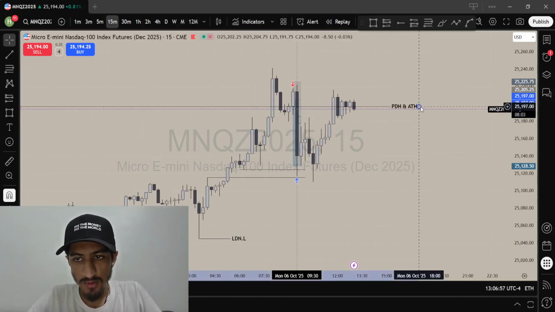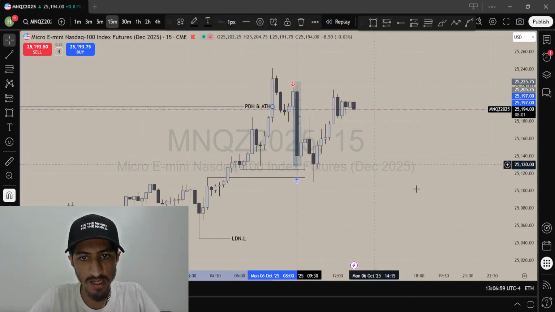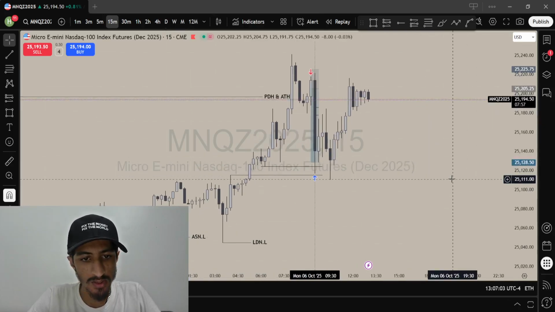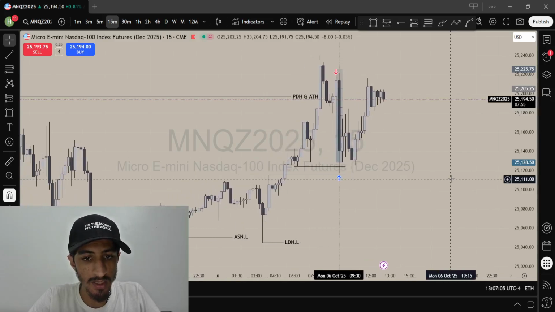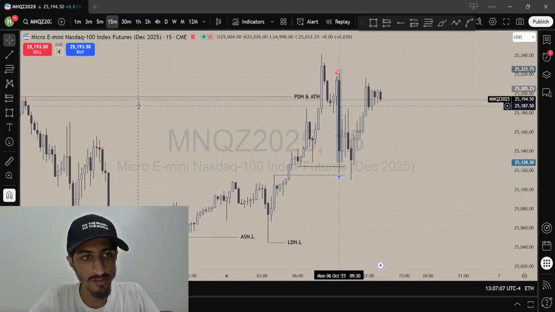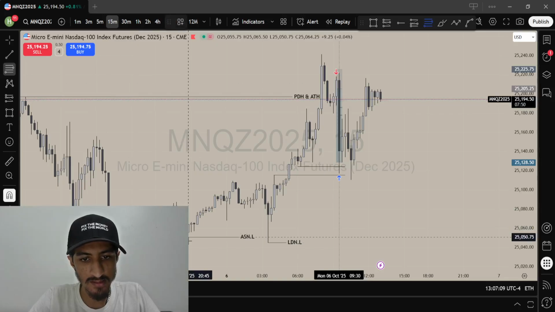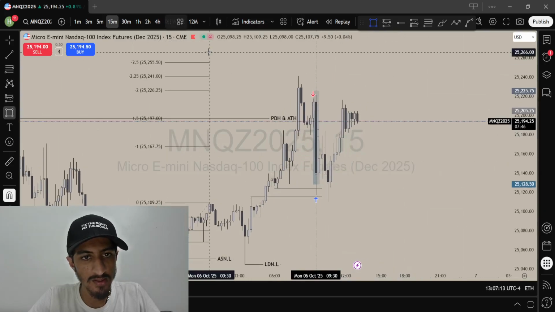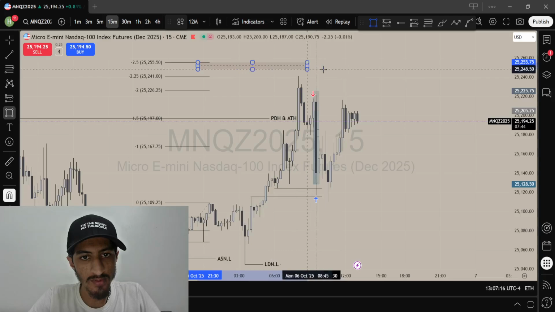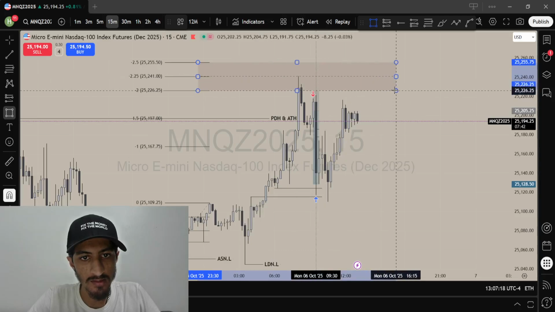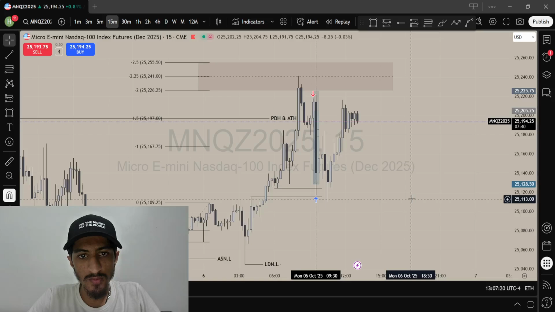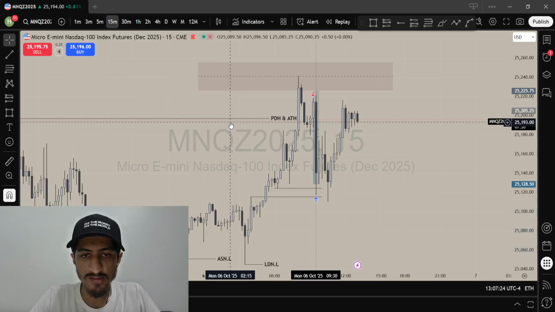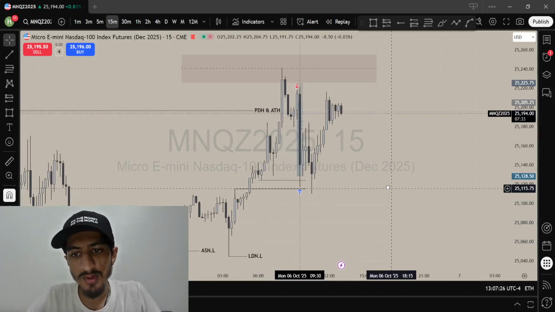We had a sweep of previous day high, an all-time high. Another factor which made me go bearish was the Asia standard deviations. So if we check the Asia standard deviations, the 2.5 level was coming right here, and price wicked the CE and it started moving in the opposite direction, so it was a sign for me to be bearish.